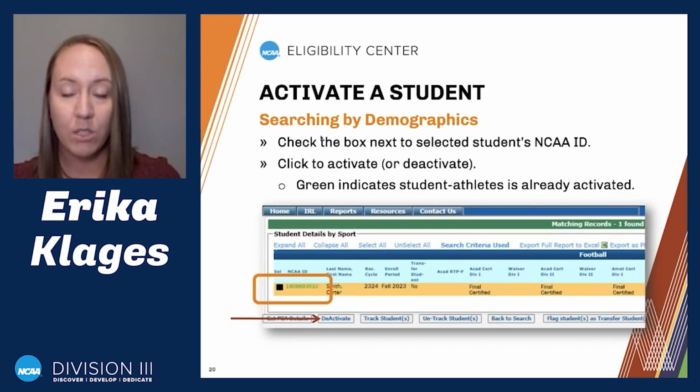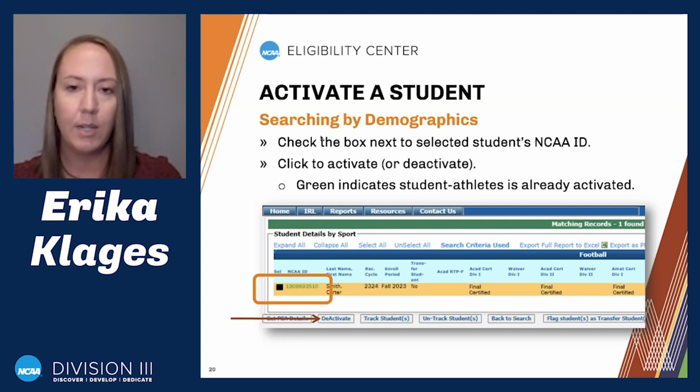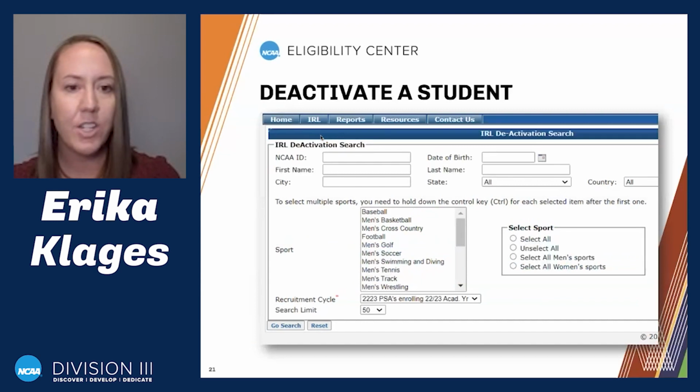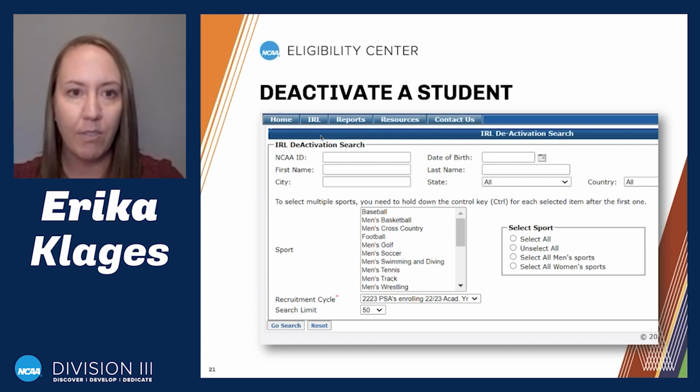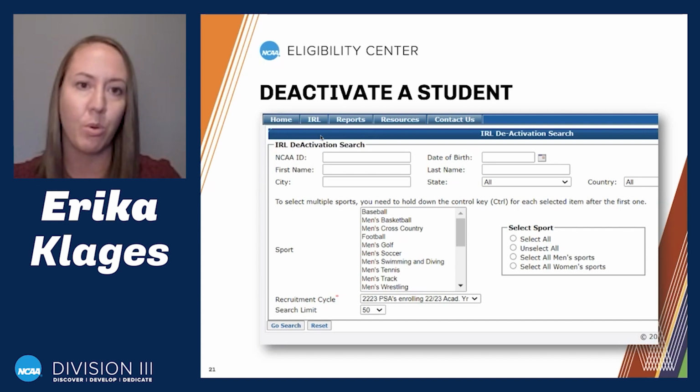Once you have found the PSA, you would check the box next to their ID number and click the activate button. The activate and deactivate button toggle depending on the PSA's status on the IRL. When they're on the IRL, you would then see the deactivate button. The deactivation process is going to be the same as the activation process, but you're already going to have their NCAA ID, and you can also search from the list of active IRLs in your institution. So you could search by sport and find a list of anybody on that sport's IRL.